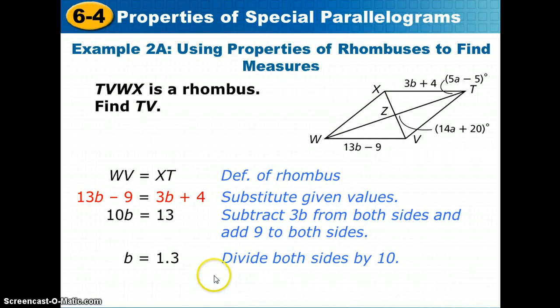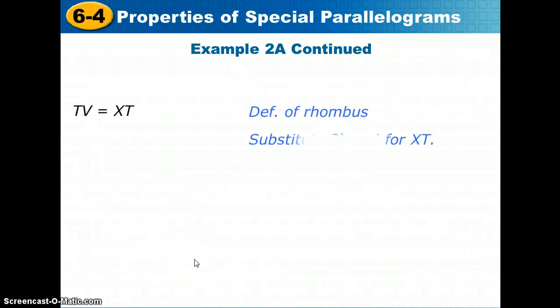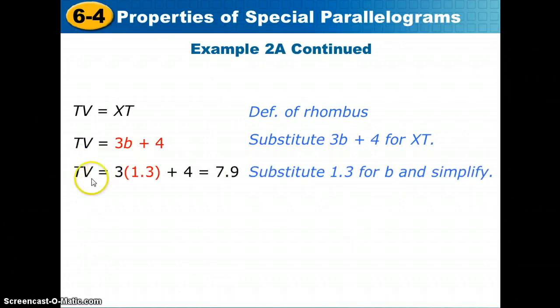So in example 2a, we're going to use some measurements here to find, first of all, TV. So we're going to find the length of TV, this side, by remembering that in a rhombus all sides are congruent. So even though we're not given an expression for TV, WV and XT are congruent to the other sides as well. So WV and XT are equal because of the definition of a rhombus. So I can substitute the given values and solve for B. B is 1.3. So we're going to substitute that value and plug in what we know for B. So TV, as well as all the other sides, is 7.9.